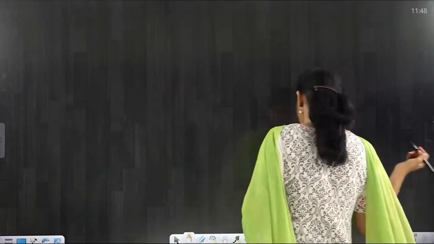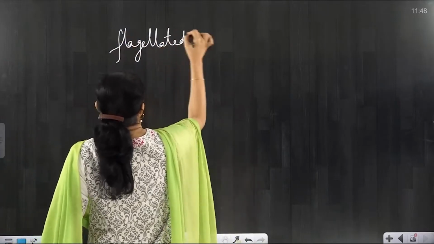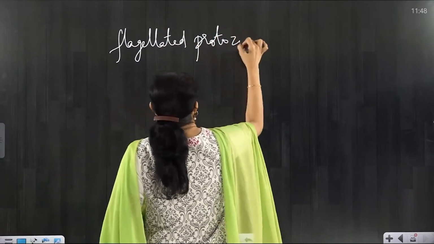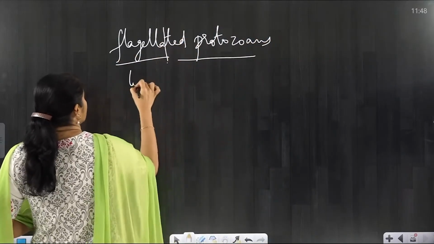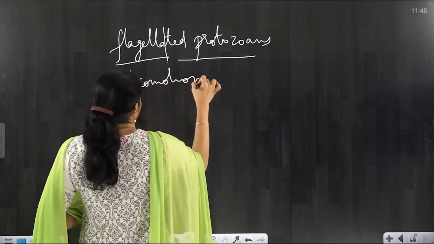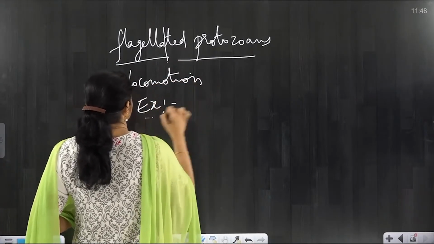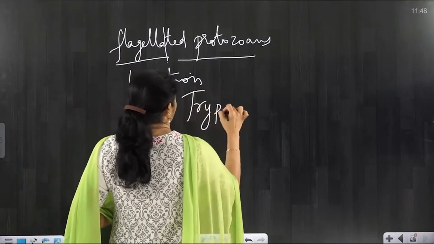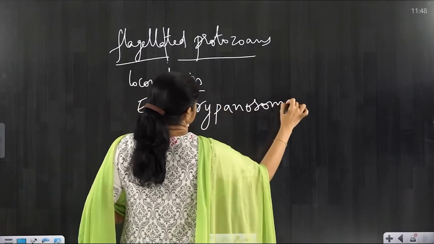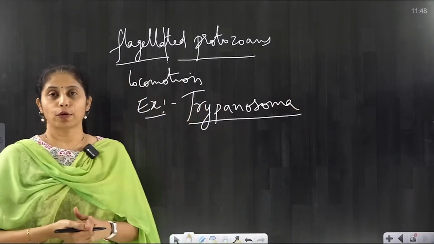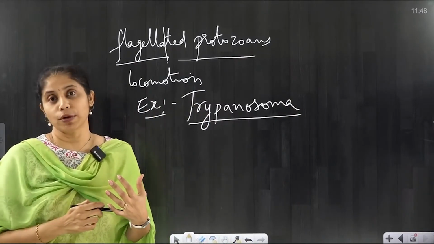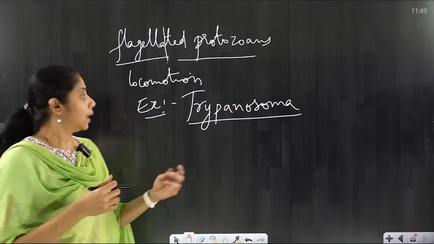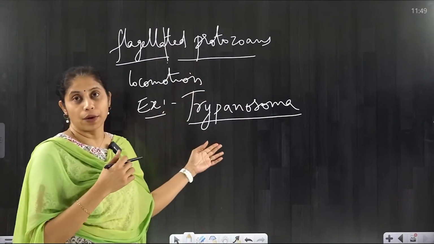Then you have the last one, the flagellated protozoans, which are having flagella for their locomotion. And example for this is trypanosoma. Amoeboid protozoans, amoeba is example, entamoeba. Then ciliated protozoans, paramecium, because they move with the help of cilia. Then flagellated protozoans, example is trypanosoma.